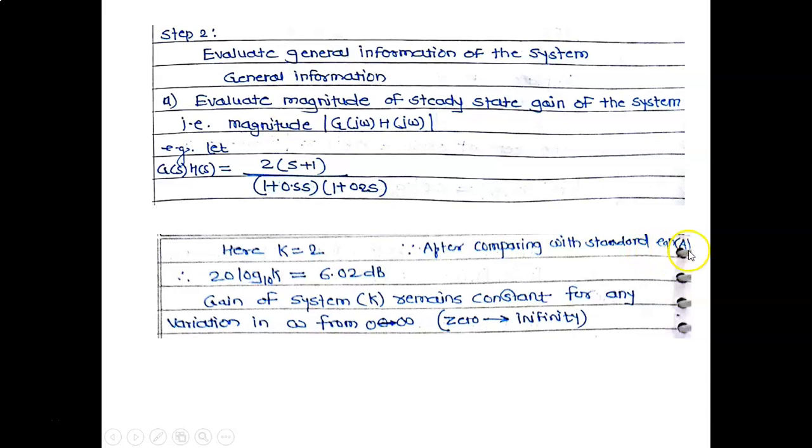After comparing with standard equation A, we can write 20 log of K to the base 10 is equal to 20 log of 2 to the base 10, which is equal to 6.02 dB. Gain of system K remains constant for any variation in omega from 0 to infinity. Therefore, gain always remains constant, always remember.